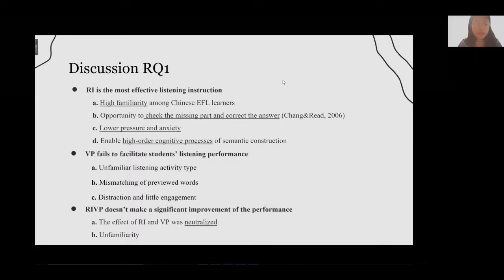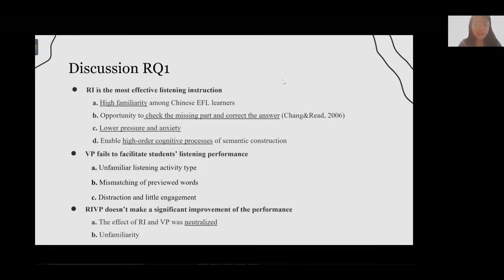Vocabulary preview was demonstrated to not facilitate students' listening performance, and there are three related reasons. First, students were not familiar with this strategy before tests. Also, previewed vocabularies and unfamiliar vocabularies tended to mismatch, resulting in decreased effectiveness. Lastly, although visual and acoustic stimuli were provided on screen, students could not be so attentive since there was no penalty or reward related to it. The combination of RI and VP doesn't make a significant influence on their listening performance.